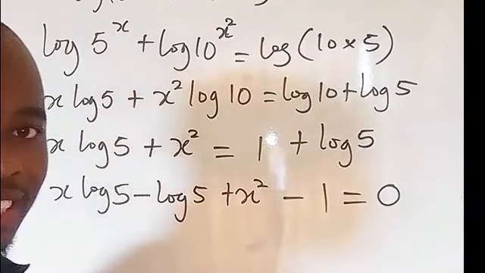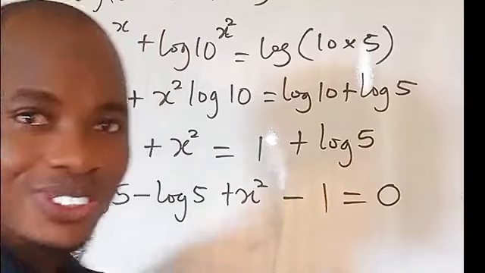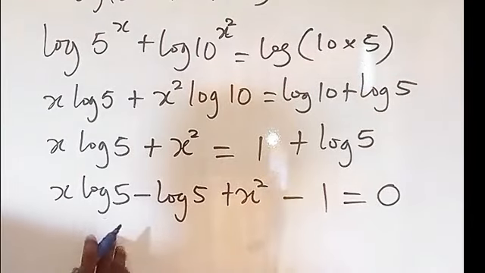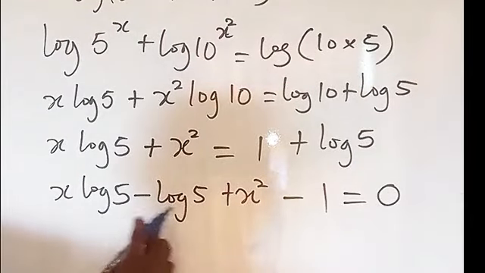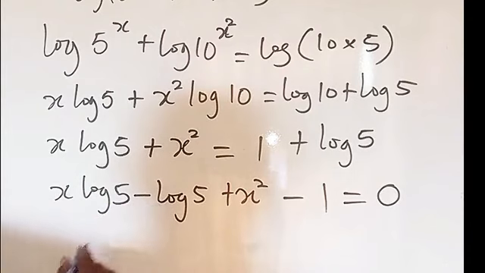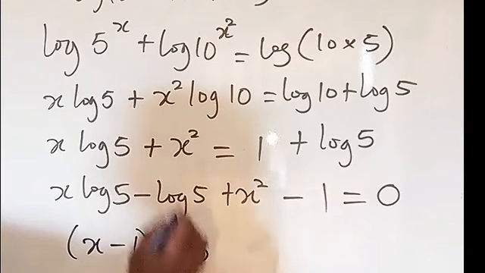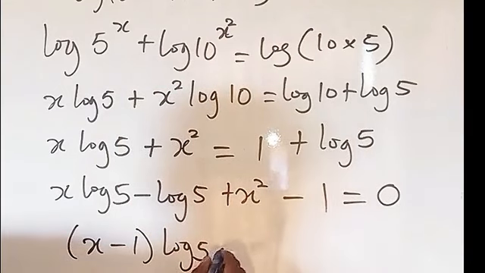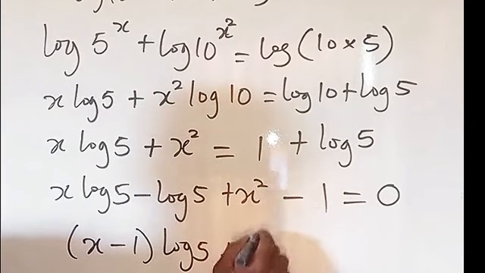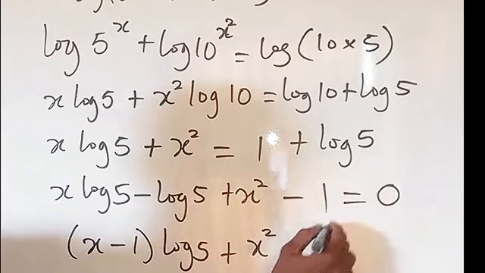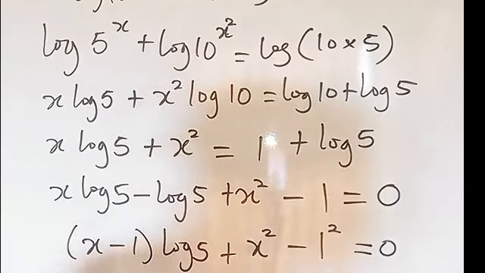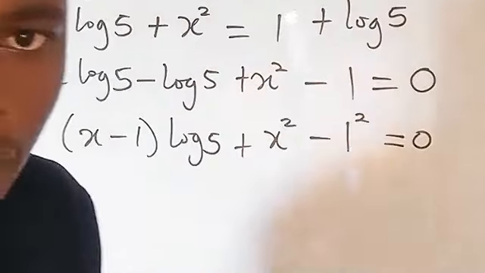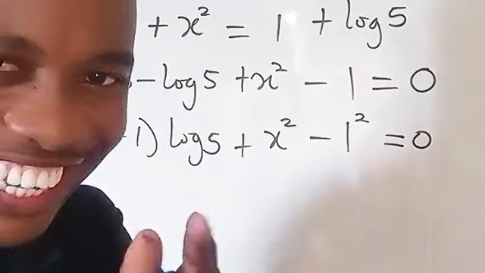So now, what's the next thing I'm going to do? Here I can see log 5 is here and log 5 is here, so let me factorize log 5. I can have it to be (x minus 1) times log 5. Are you getting it? So plus x² minus 1, I can write it as 1 squared, equals 0. Are you following?